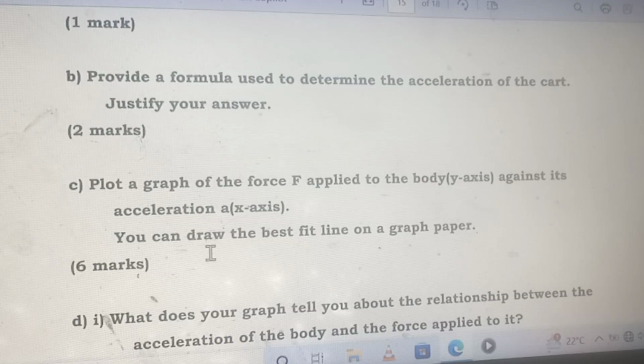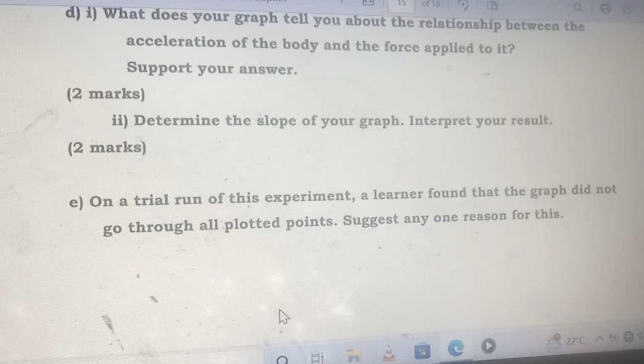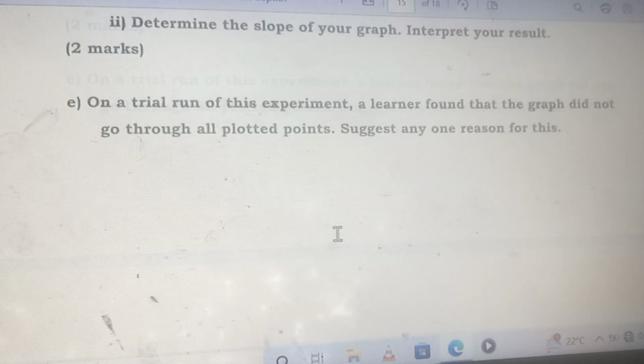You can draw the best fit line on graph paper. D. What does your graph tell you about the relationship between acceleration of the body and force applied to it? Support your answer. Determine the slope of your graph. E. In the real experiment, a learner found that the graph did not go through all the plotted points. Suggest any one reason.